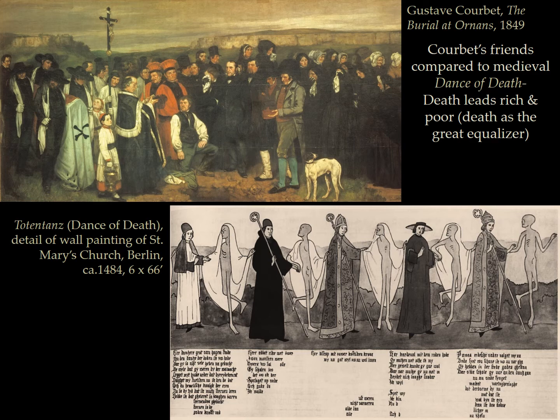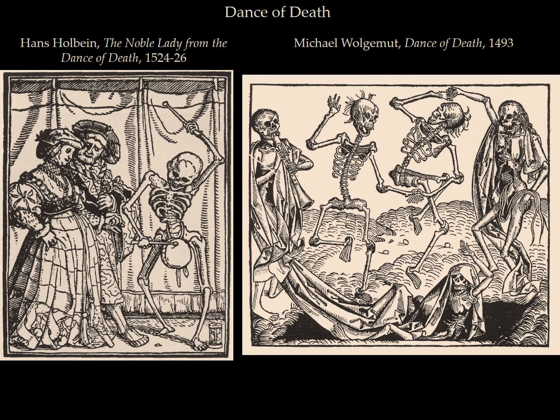Now, Courbet's friends compared this work to the medieval Dance of Death, which was popular in printmaking, showing us that death is going to lead the rich and the poor to the grave as the great equalizer. We all have to face death, no matter where we come from in life. So the Dance of Death is very popular, making a comedic or comical presentation out of this macabre subject, making light of it so we can come to grips with it.